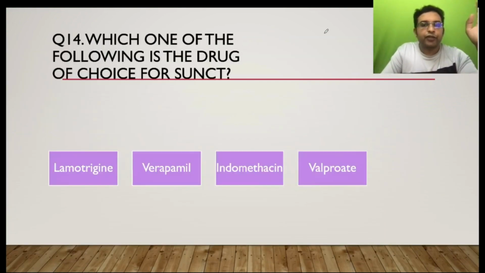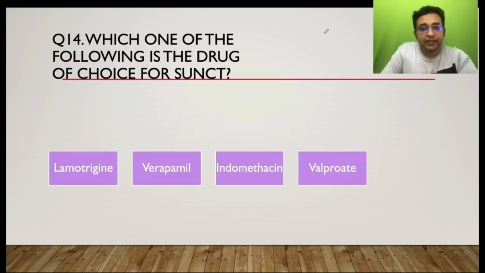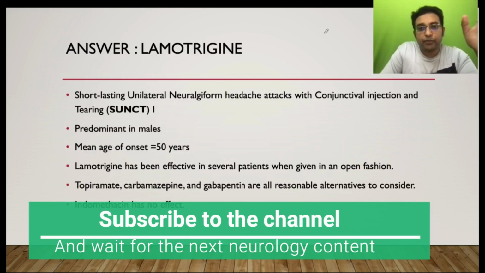The 14th question: which one of the following is the drug of choice for SUNCT? SUNCT is short-lasting unilateral neuralgiform headache attacks with conjunctival injection and tearing. What is the most useful drug of choice for SUNCT? Is it lamotrigine, verapamil, indomethacin, or valproate?